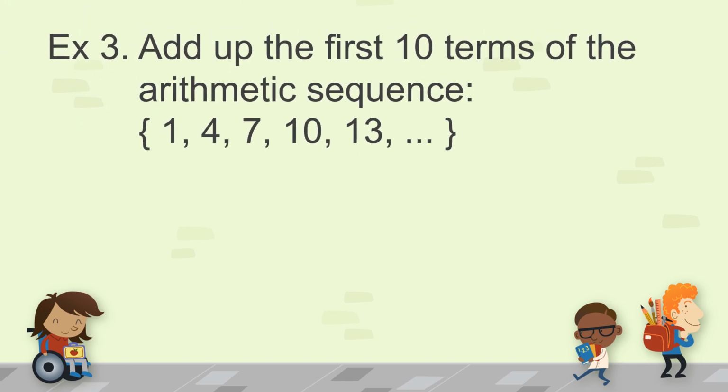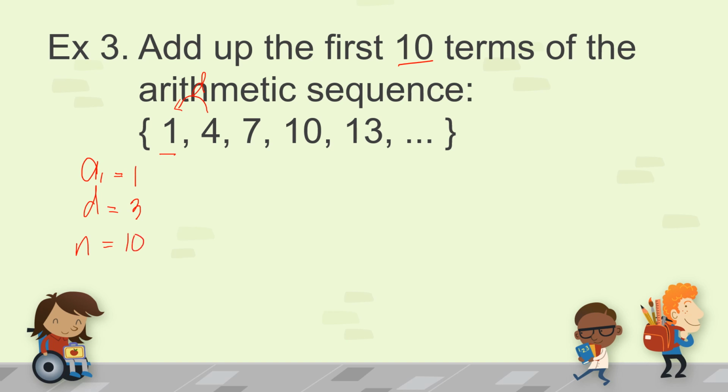Okay, let's have the next example. Add up the first 10 terms of the arithmetic sequence. So here, we have a sub 1, the first term. Then, of course, we can find the common difference. Then we have the number of terms. So, identifying the given, again, we have a sub 1 is equal to 1. Then d would be equal to 4 minus 1, which is 3. And n is equal to 10.